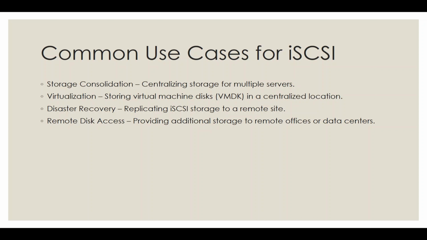It offers disaster recovery. You can replicate iSCSI storage to a remote site, ensuring that data is protected and available if something happens to the primary data center. It offers remote disk access. iSCSI allows remote offices or branch locations to access centralized storage, even if they are geographically distant from the main data center.